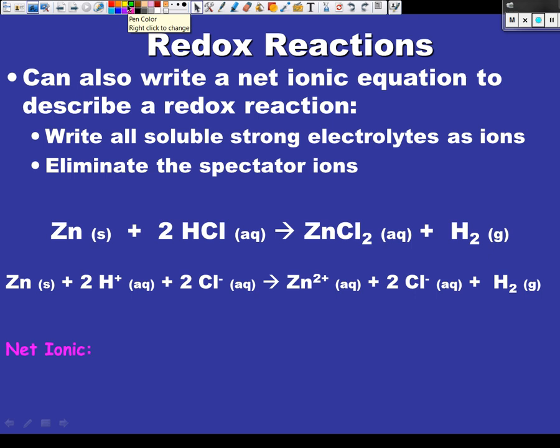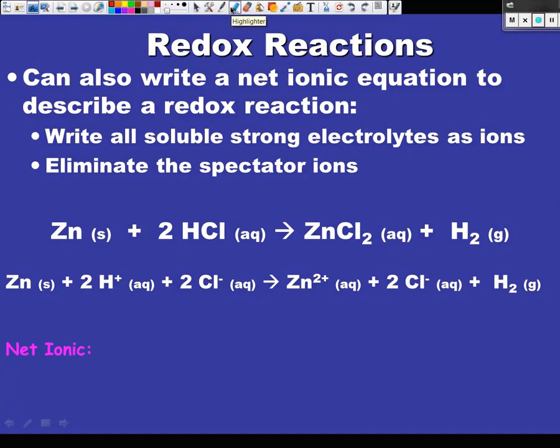Okay, is zinc the same or different? It's different, so it stays. Is hydrogen the same or different? It's different, so it stays. Is chlorine the same or different? It's the same, so what does it do? It goes bye-bye.